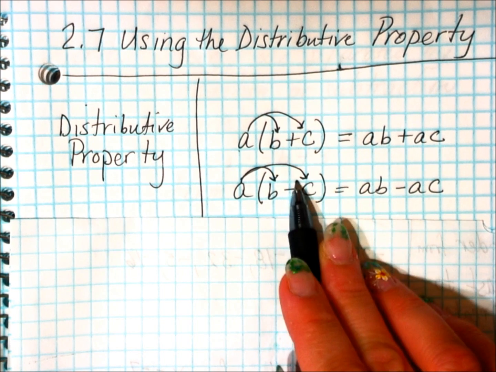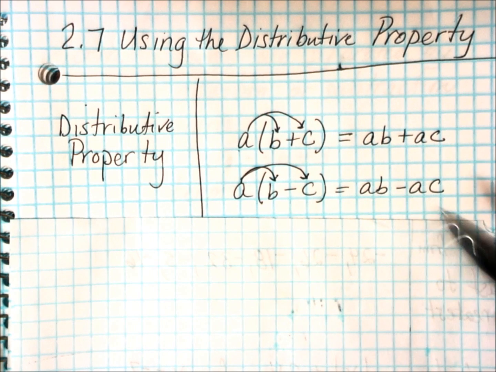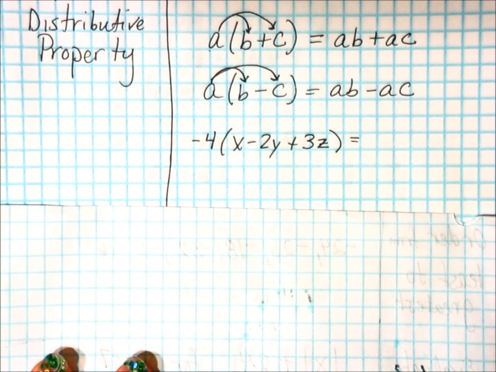Same thing here, A times B, A times C. Okay, so it doesn't matter if it's an addition or a subtraction problem. Distributive only happens when there's an addition or a subtraction. So let's look at what that means.